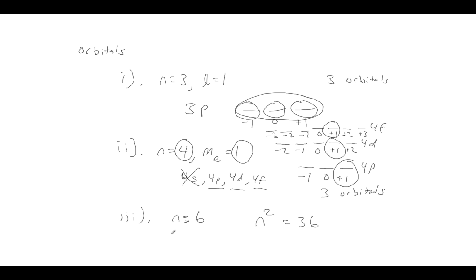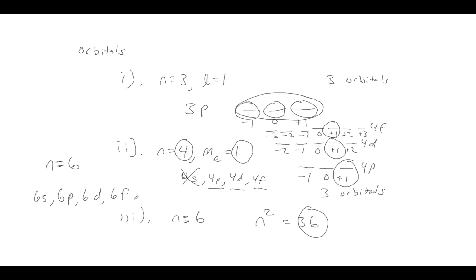And we can look at this individually as well. For n equals 6, what can we have? What distinct orientations can we have? We can certainly have a 6s. We can have a 6p. We can have a 6d. We can have a 6f. Now, if we count this, 1, 2, 3, 4, 5, 6, 7, 8, 9, 10, 11, 12, 13, 14, 15, 16, you notice that that still doesn't account for the 36.